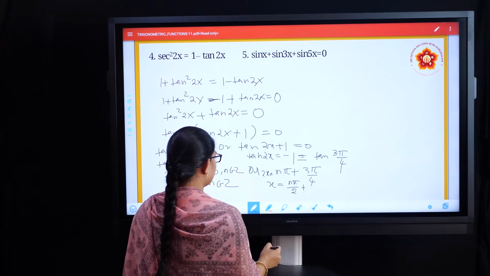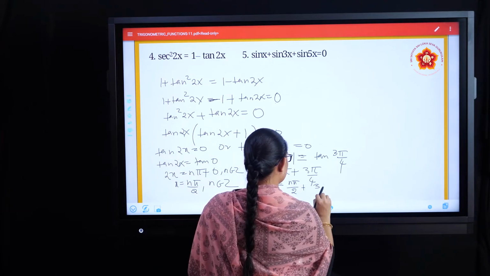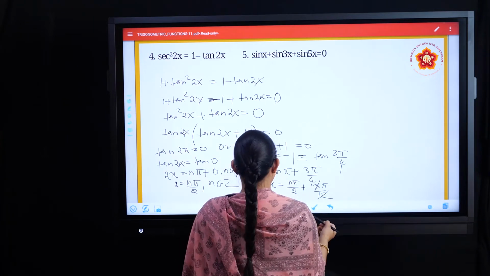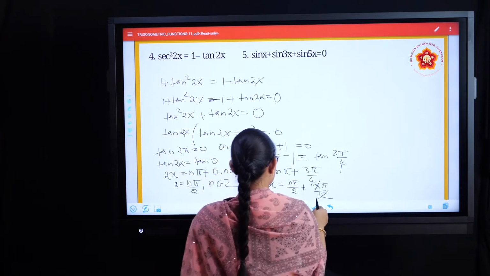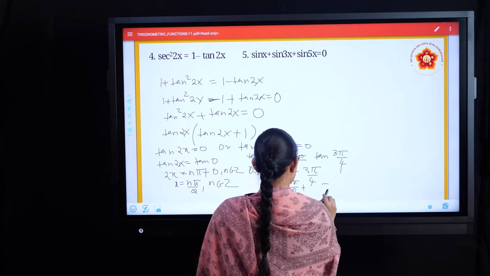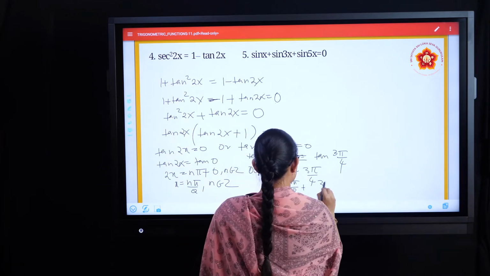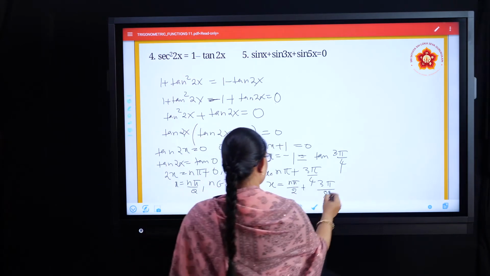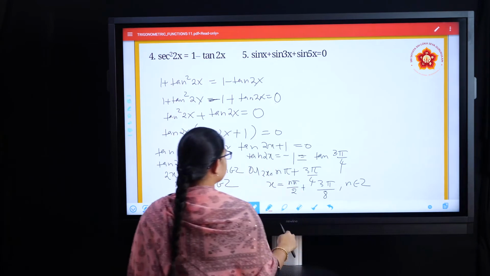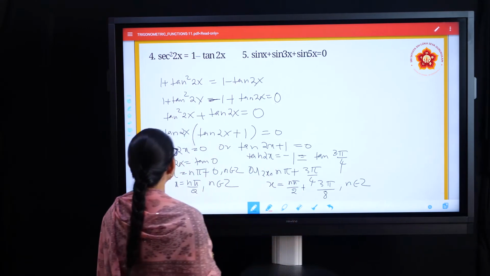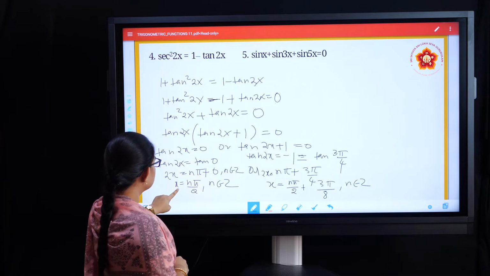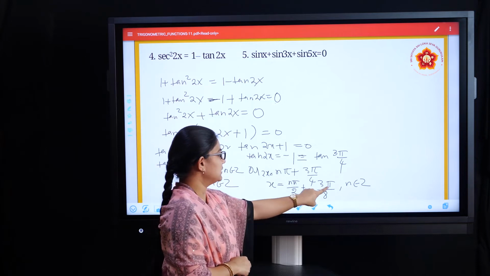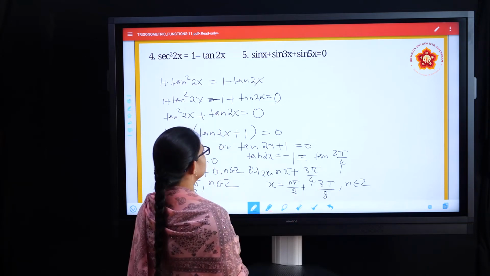So x is equal to n pi by 2 plus 3 pi by 4 into 2, that is 8, for n belongs to z. So therefore the general solution of this particular equation is x is equal to n pi by 2 for n belongs to z, or x is equal to n pi by 2 plus 3 pi by 8 for n belongs to z.